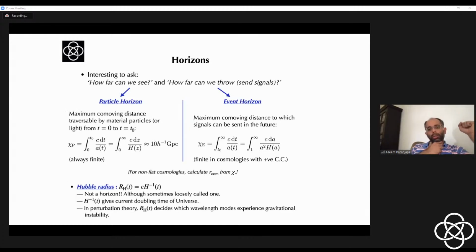Okay, so let's start with something which is very basic and very interesting, even if you're not interested in structure formation. This is an interesting aspect of cosmology in general, which is the idea of horizons.